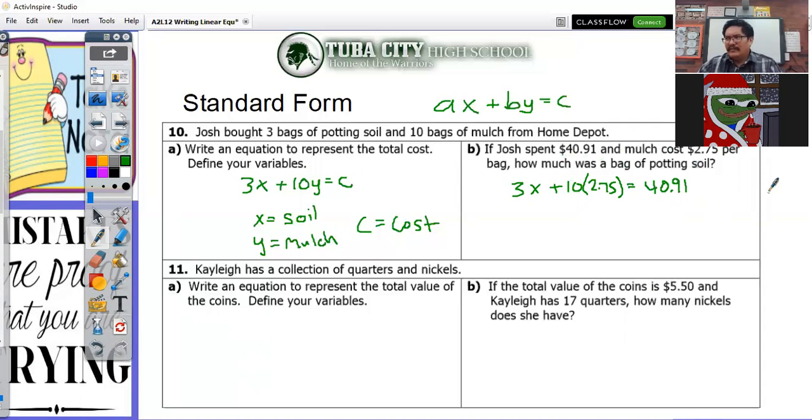Wait, is costed a word? Has cost? Is cost? Has cost? Has costed?